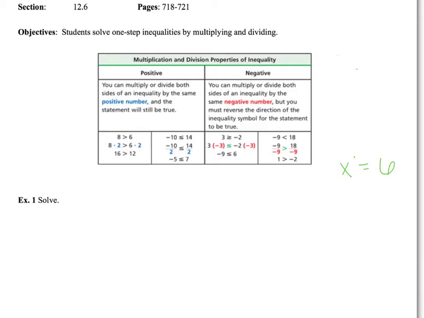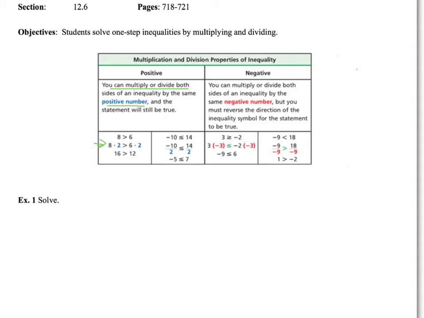So let's take a look at this box right here and talk about what it means. When you have a positive number, you can multiply and divide both sides of an inequality by the same positive number and the statement will be true. So you'll notice here that there's no change in the sign. No change in the sign when you're multiplying or dividing by a positive number.